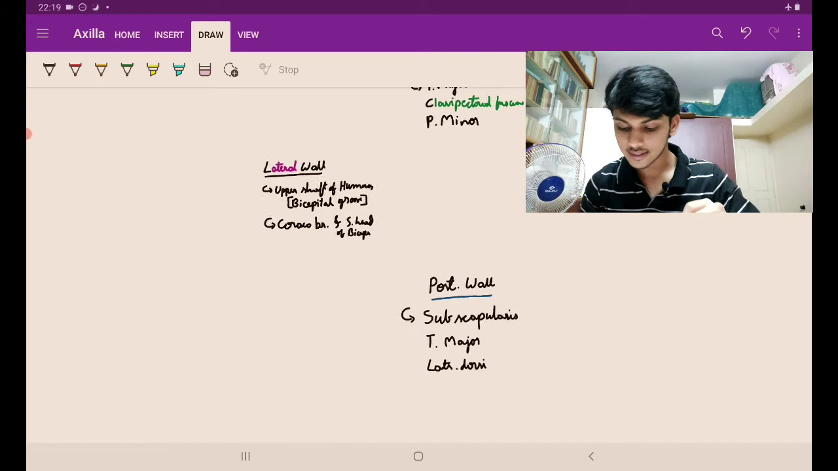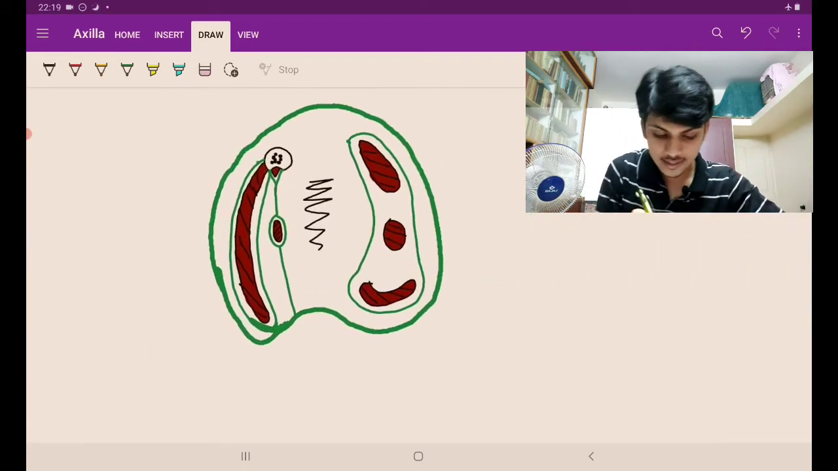Then there is, see, I'll show you in this diagram, guys. This is the anterior part.